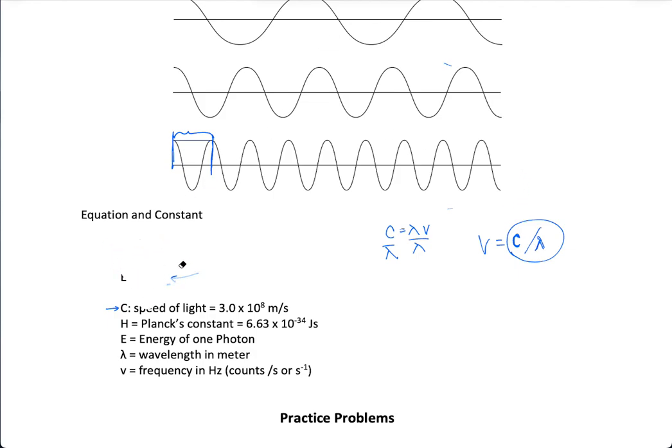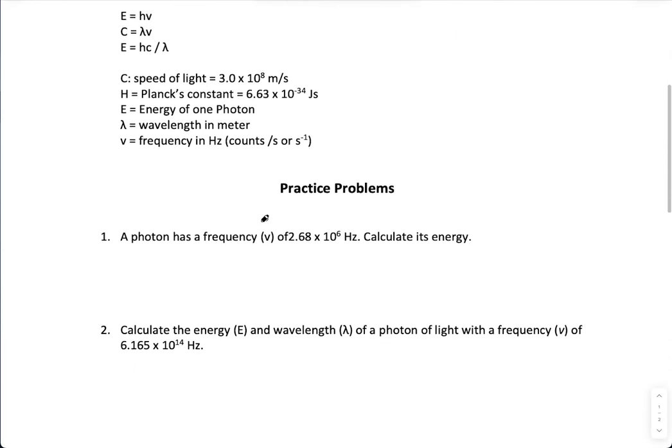Alright, so how can we use these equations to solve problems? Let's check a few sample questions or word problems. This practice question is given down below. The first question is: a photon has a frequency v of 2.68 times 10 to the 6th power. I'm not going to give you the answer, just how we can approach this question. Which equation can we use?